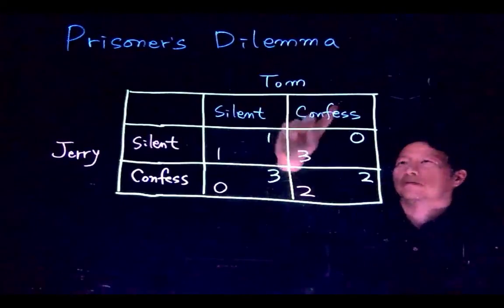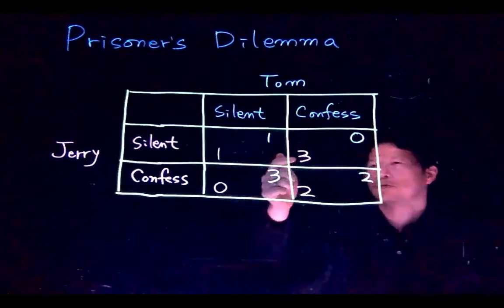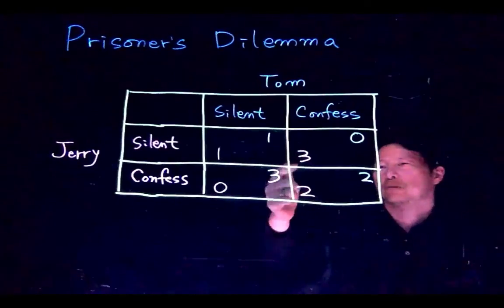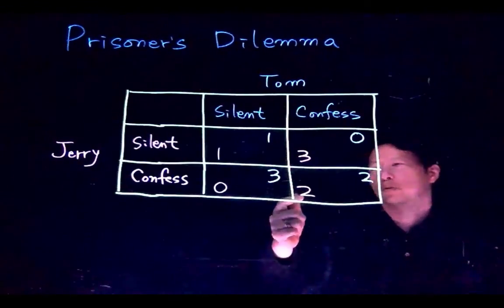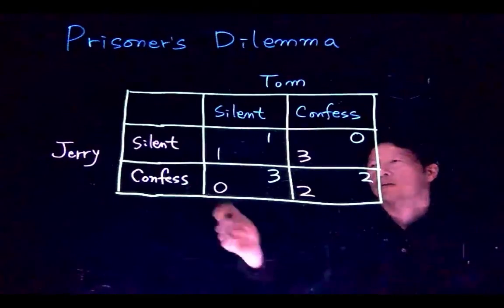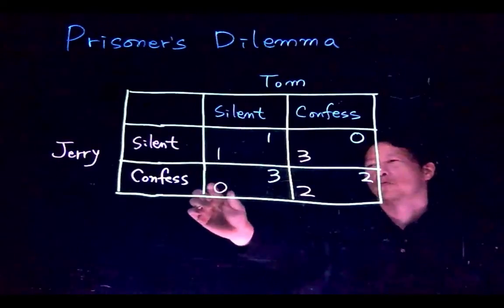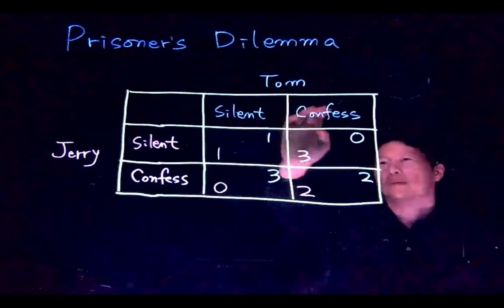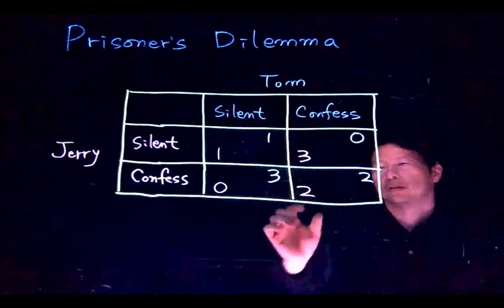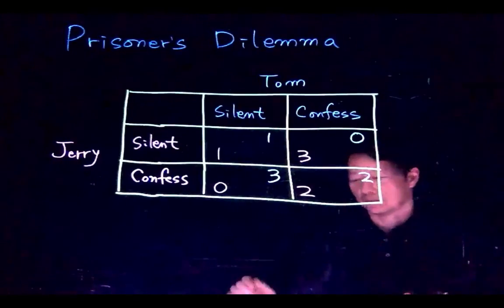Now the different case: if Tom chooses confess, and we are Jerry, if you look at the number of years, 3 years versus 2 years, 2 years is smaller, so this is the better choice. So we have to confess. Either way, if Tom chooses silent, 0 is better than 1 year. If Tom confesses, 2 is smaller than 3 years. So whatever happens, Jerry will choose confess.